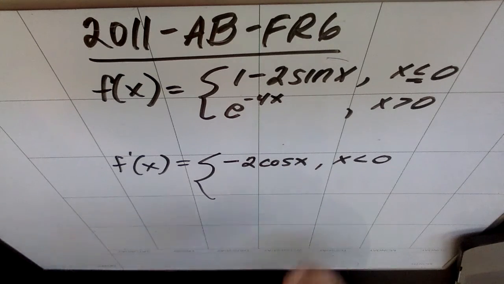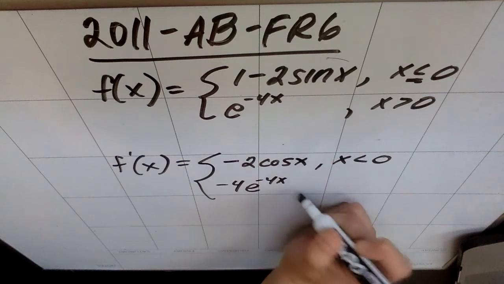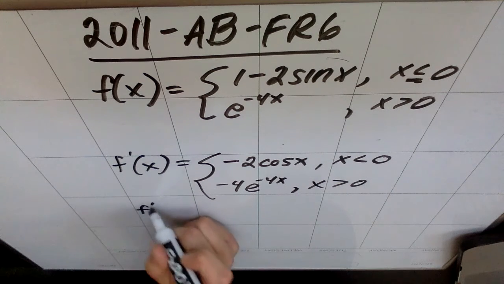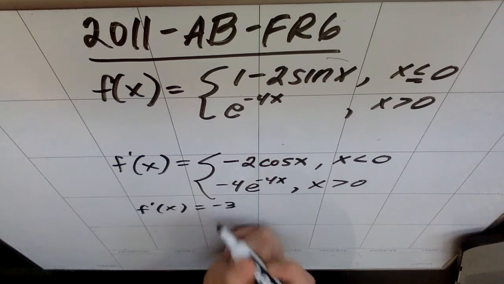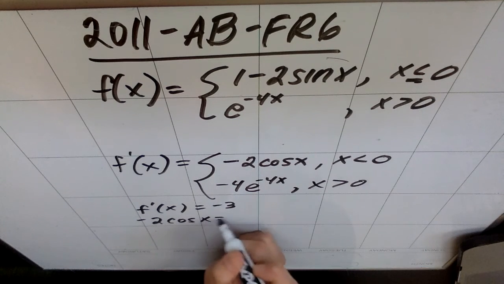And when I derive e to the -4x, I'm going to get the derivative of e to the stuff, which is e to the stuff, times the derivative of the stuff, which would be a -4. So -4 e to the -4x for x values greater than 0. Now they ask me to find the values for which f prime equals -3. So we're going to see when f prime equals -3. The first thing we do is check on this side. Can -2 cosine of x equal -3?